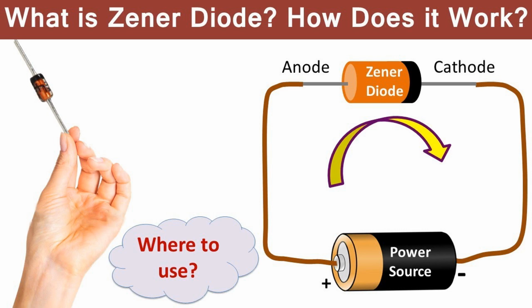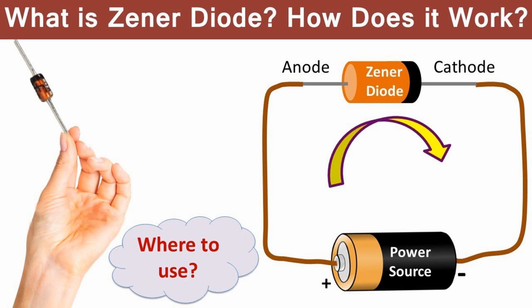Some common methods for voltage regulation include Zener diode voltage regulation. As mentioned earlier, Zener diodes are commonly used as voltage regulators. By connecting a Zener diode in parallel with the load or across a voltage reference, the Zener diode clamps the voltage to its Zener voltage value, providing a stable output voltage.